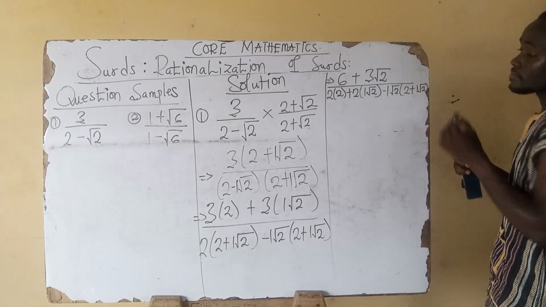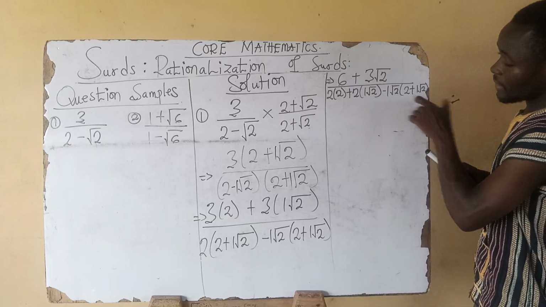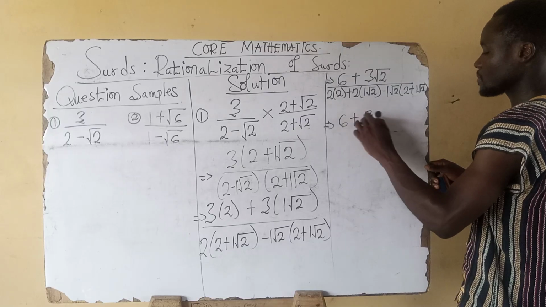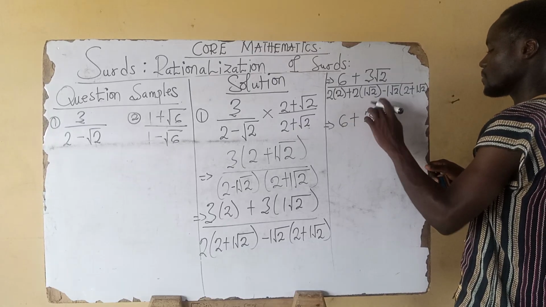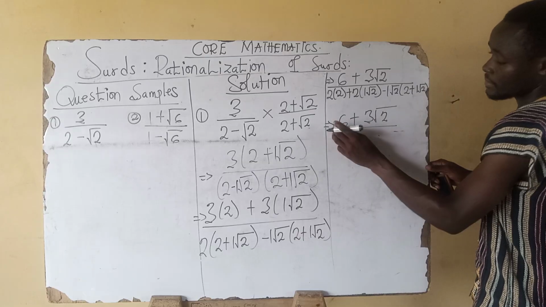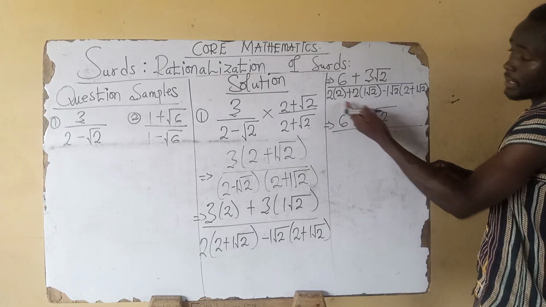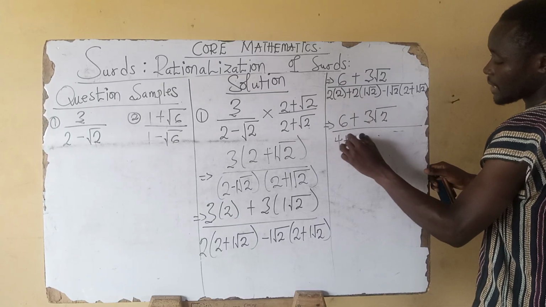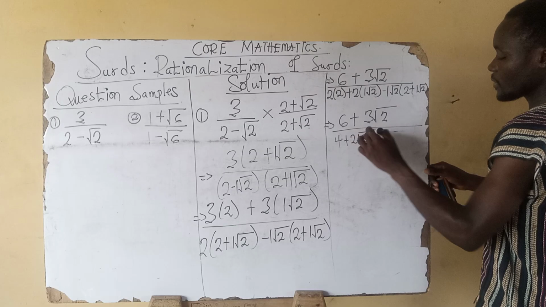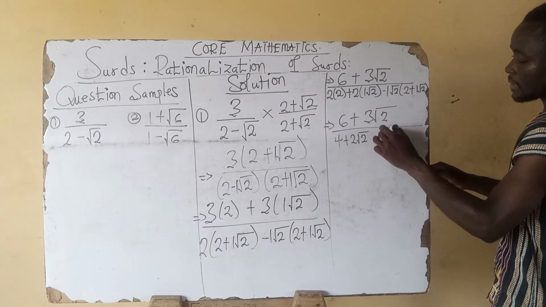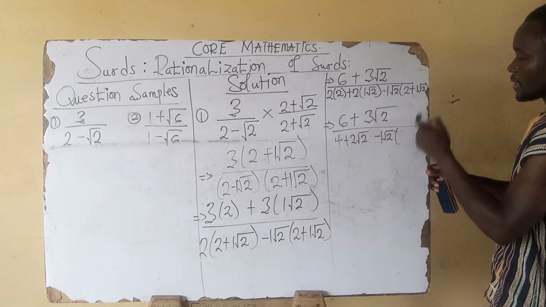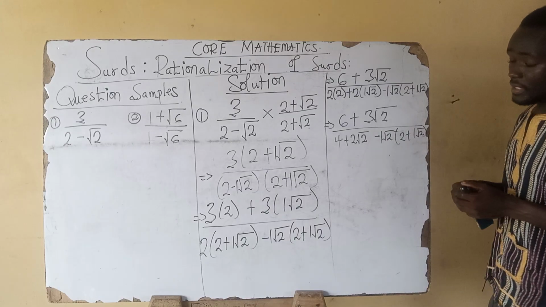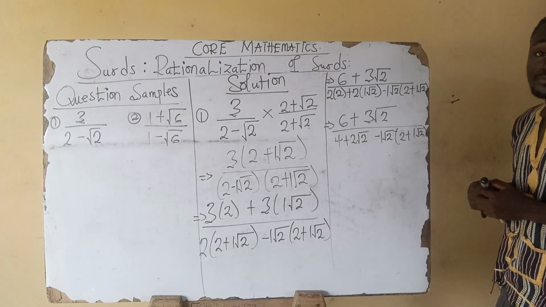Okay. So let me solve here and after I'll expand this one also. So I have 6 plus 3 root of 2 all over. Expanding this here, I'm going to get what? 4. Here I'm going to get what? Plus 2 root of 2. And I'll come here. So negative 1 root of 2 in a bracket 2 plus 1 root of 2. After I'll expand this one also. I believe you are with me.